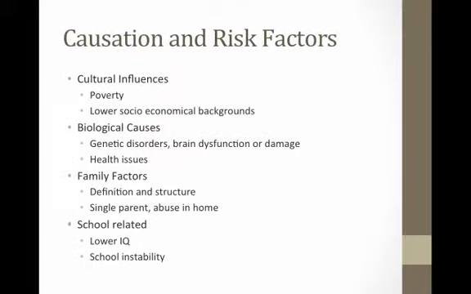And the causation and risk factors of EBD are poverty and lower socioeconomic backgrounds. So children who come from these cultural influences have a higher chance of having EBD. Biological causes, there can be genetic disorders, brain dysfunction or damage, and health issues. There are also family factors, definition and structure. Single parent homes have a higher rate of EBD, as well as if there's abuse in the home.